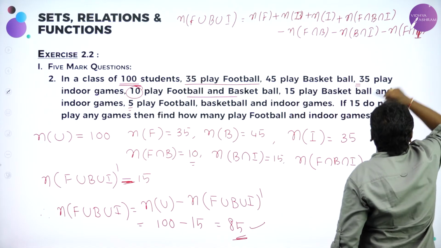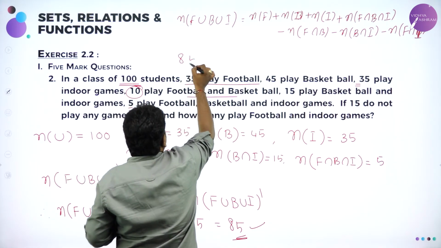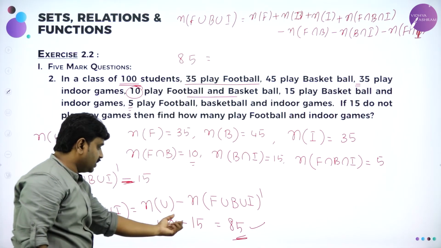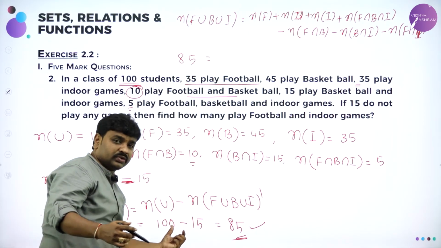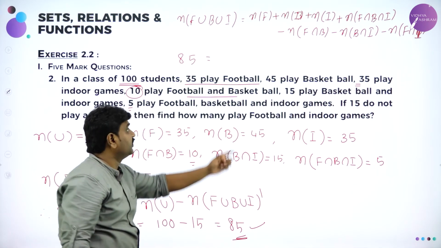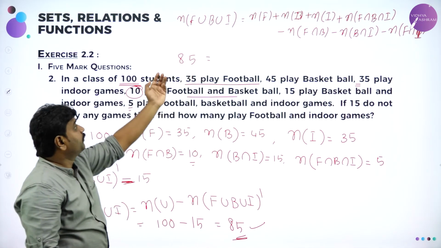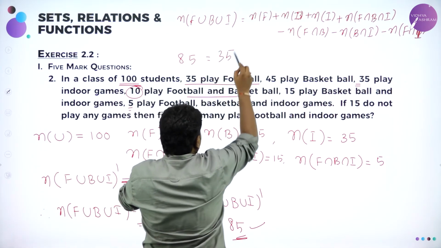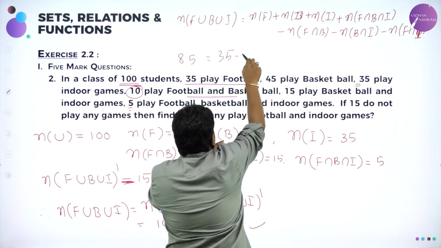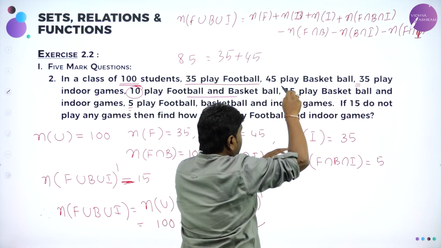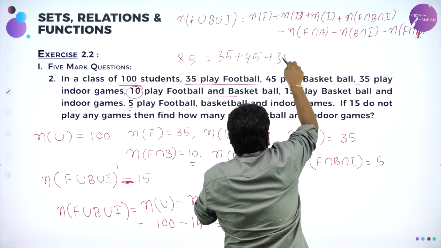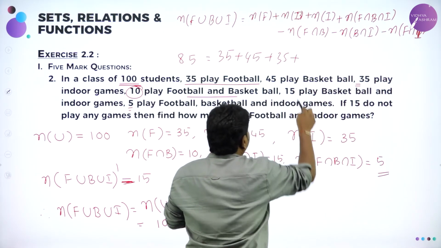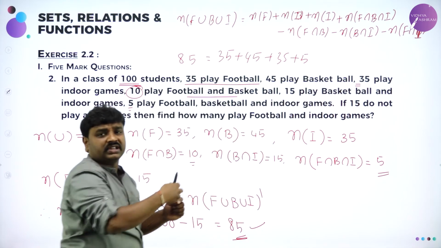The last one is F and I, sorry, football and indoor. This is F union B union I, which is given. We got it: 100 people do not play. If I take the universal set and remove those who do not play, you will get the union, that is 85. I wrote it. And then n of F is 35, plus n of B 45, plus n of I 35, plus F intersection B intersection I, all three, is 5. Whatever is given, I am substituting.